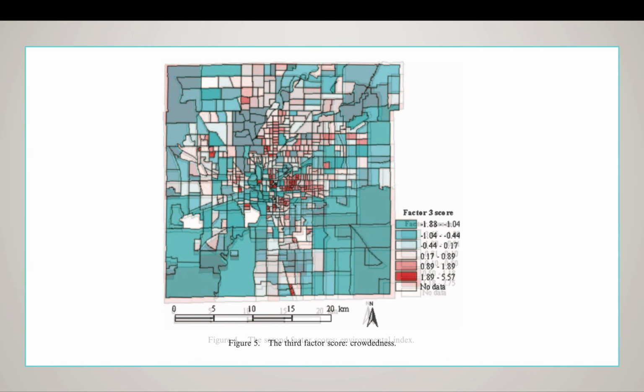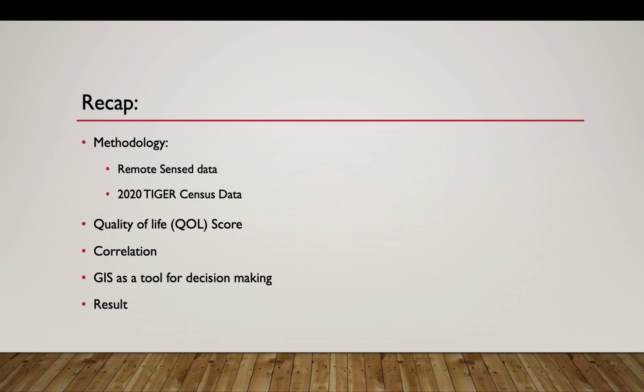And throughout this entire paper, what I like the most is how GIS was used as a tool for decision making. By using it as a tool, it helps us get deeper insight on what is good or what is not. And in this example, develop a quality of life index. The result was to give us a quality of life score for the city of Minneapolis and to understand how the population behaves.